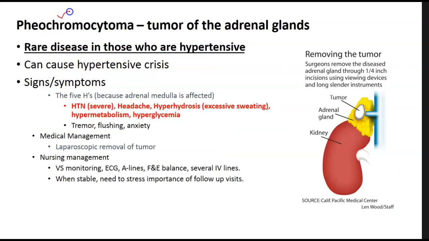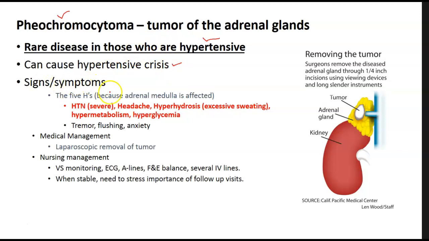So, you know this name. You will see it this semester, and it may creep up again in your senior year. It's Pheochromocytoma. This is a tumor of the adrenal glands. It is a rare disease in those whose main symptom is that they're hypertensive. And it can actually cause a hypertensive crisis.